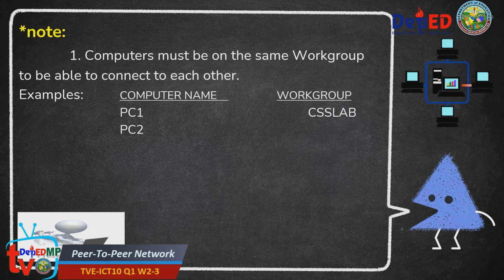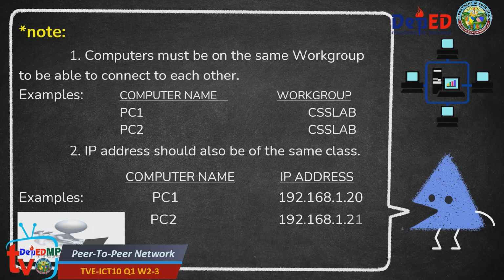Take note, first, computers must be on the same workgroup to be able to connect to each other. Example, computer names PC1 and PC2, and both have workgroup name CSS Lab. And second, IP address should also be of the same class. For example, computer names PC1 and PC2 have the same IP address, but only their last number is their difference.